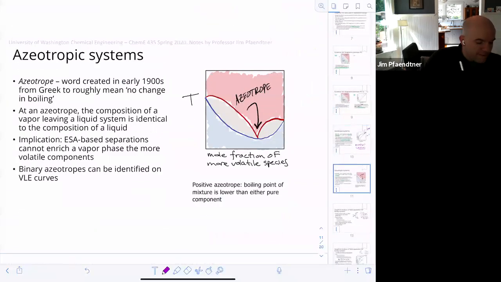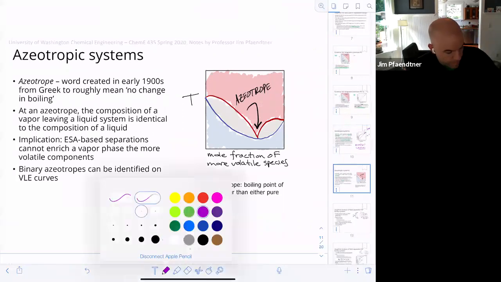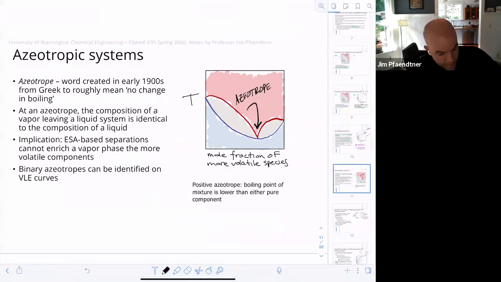Azeotropes can also be identified on the TXY diagram. What we see here is that there is a point at which the vapor and liquid envelopes come into contact. Remember, the red region is all vapor, this is liquid, and that's the two-phase region.